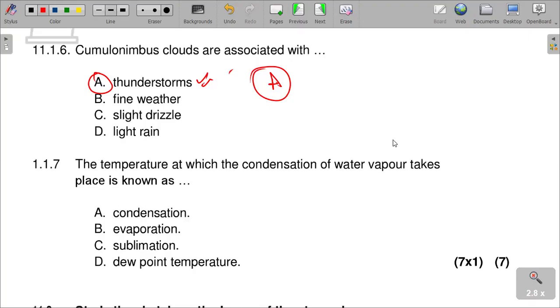The temperature at which the condensation of water vapor takes place is known as dash. Temperature at which condensation of water vapor takes place is known as what? Dew point temperature.